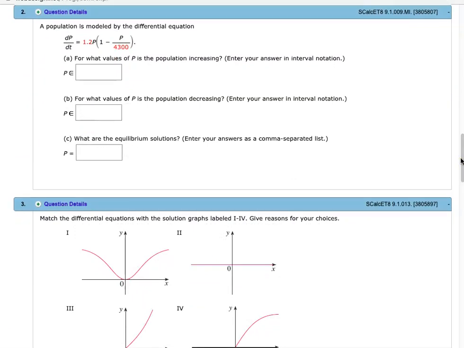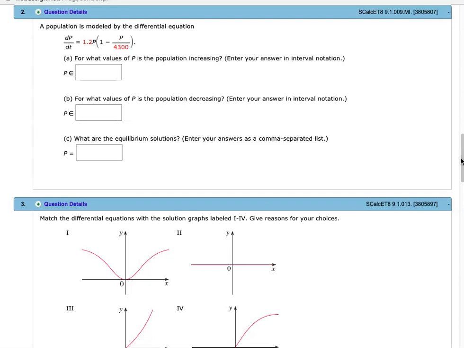All right, a population is modeled by this differential equation. This would be a logistic model. So we have 1.2p times 1 minus p over 4,300. This 4,300 would be the carrying capacity. That's the maximum, the population can't go higher than that. So, for what values of p is the population increasing? Well, a function is increasing when its derivative is positive, and decreasing when the derivative is negative.